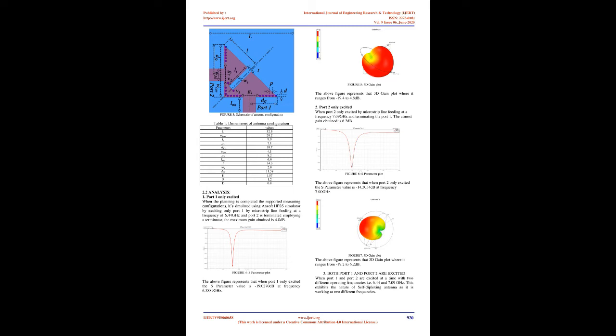2.2 Analysis. 1. Port 1 only excited. When the design is completed, based on the measured configurations, it is simulated using HFSS software by exciting only port 1 by microstrip line feeding at a frequency of 6.44 GHz, and port 2 is terminated using a terminator. The maximum gain obtained is 4.8 dB. Figure 5, 3D gain plot. The figure represents the 3D gain plot, which ranges from -19.4 to 4.8 dB.